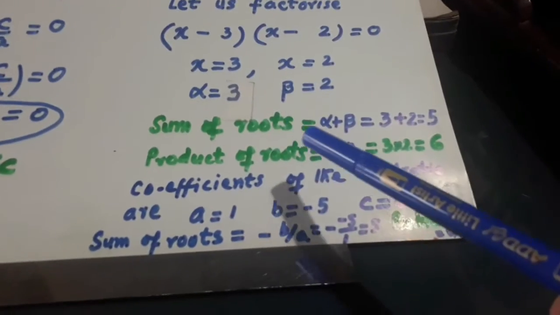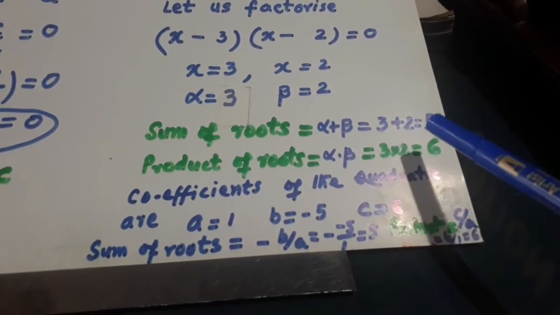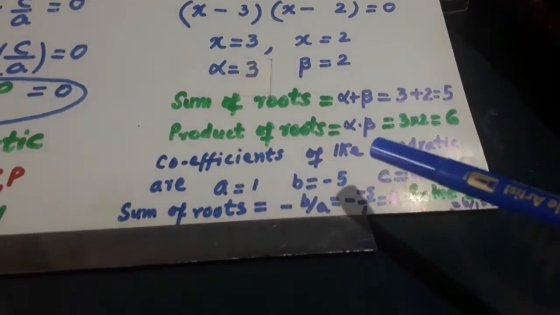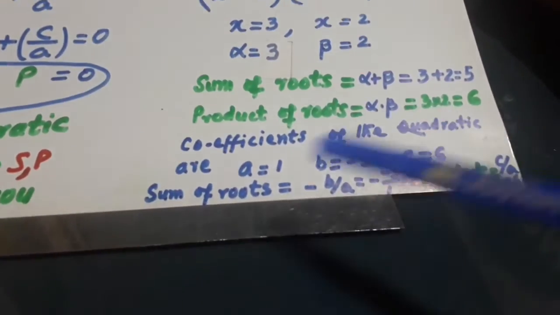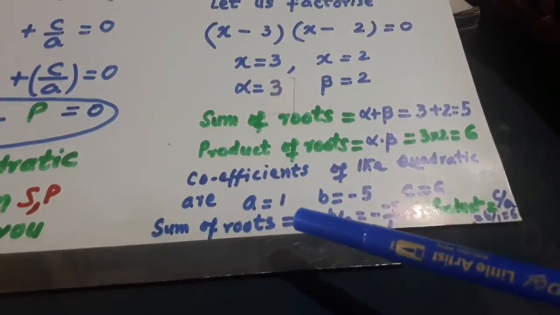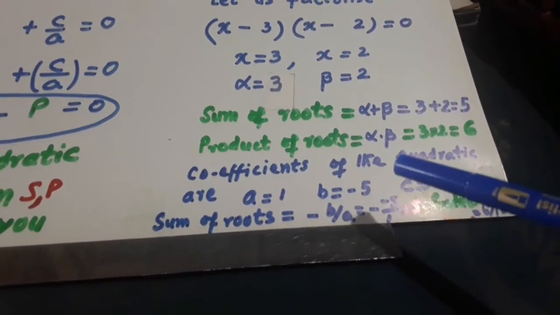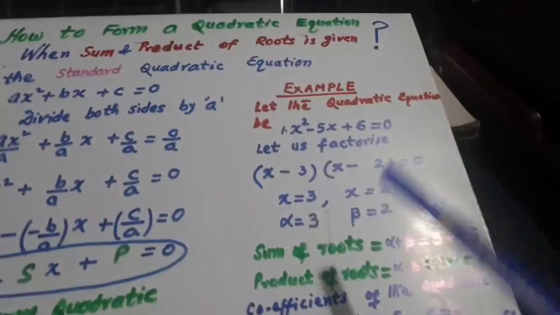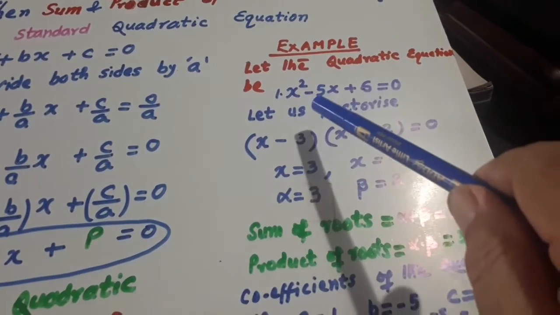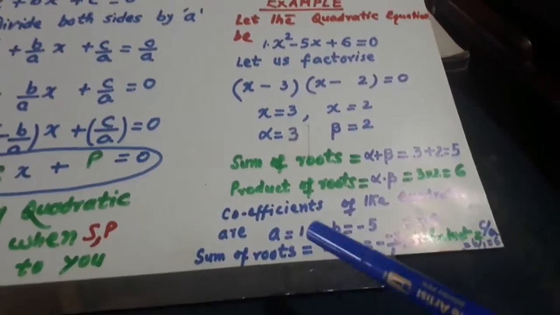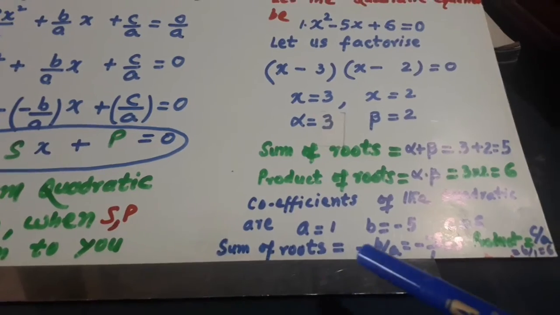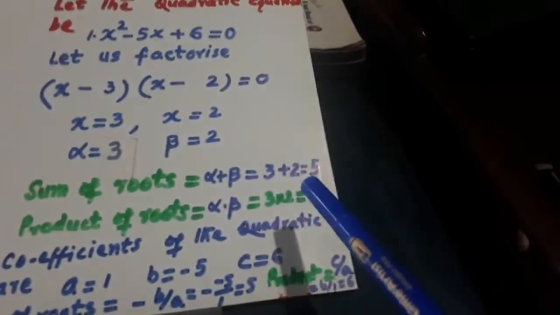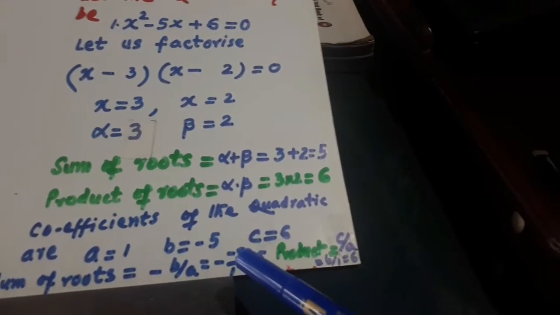Sum of the roots 3 plus 2, that is 5, and product of the roots is 3 into 2, that is 6. So coefficients of the quadratic equation are a equal to 1, b will be minus 5, and c will be equal to 6. So this is, look here, a is 1, b is minus 5, c is 6. You can verify it. So sum of the zeros is minus b over a, minus of minus 5 over 1, that is 5.